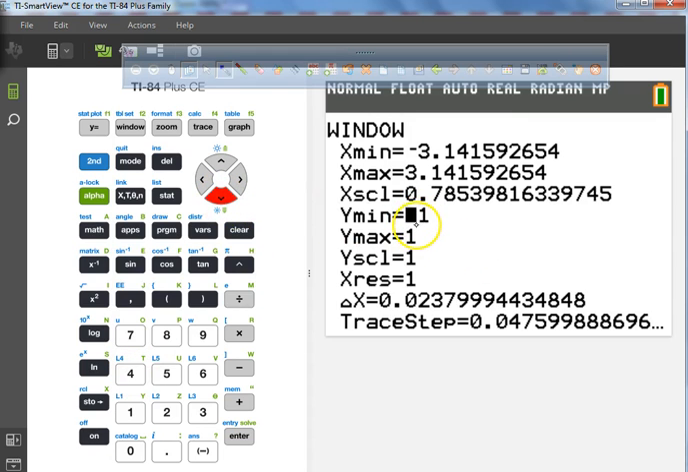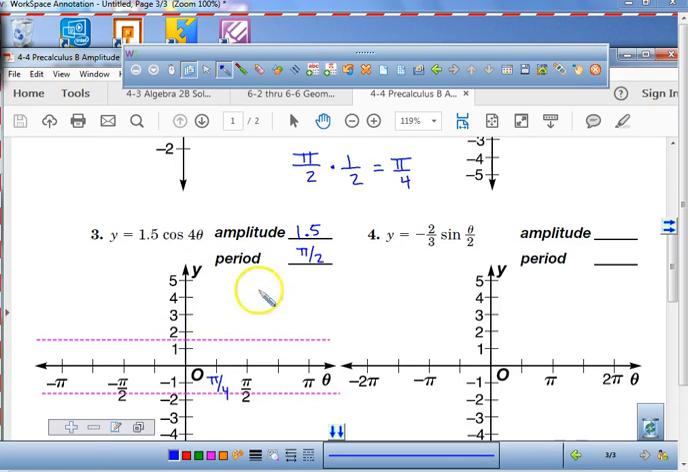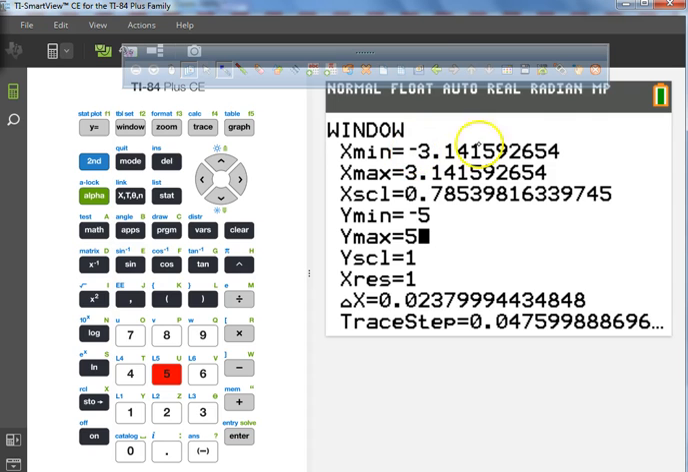Now, on your graph, it goes from negative 5 to positive 5, so I'm just going to do negative 5 to positive 5, with a y scale of 1. So it looks exactly like your paper and everything matches now. I'm going from negative pi to positive pi, my x scale is pi over 4. So now I'm going to hit graph.